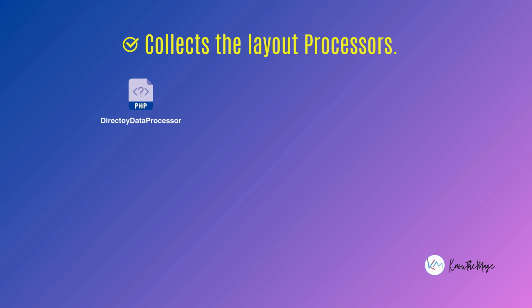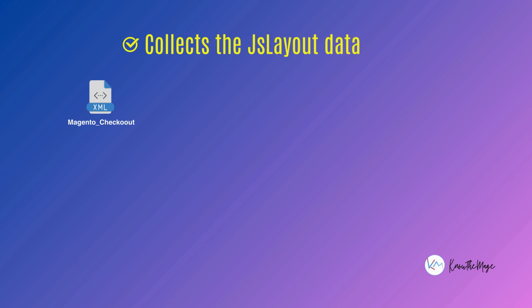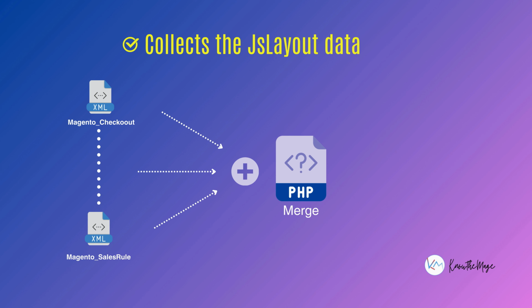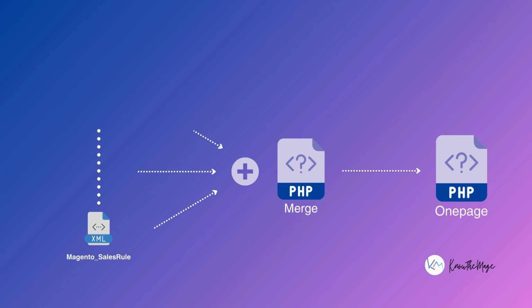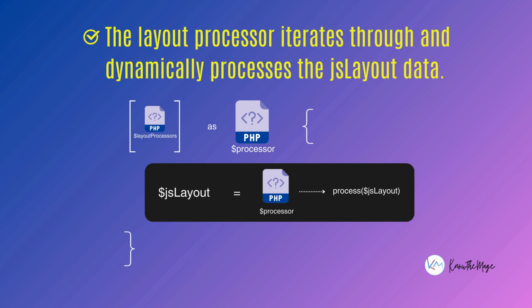There can be multiple independent layout processors. They are collected from the XML file and injected into the one page. The JS layout data is collected from multiple modules using checkout_index_index layout, merged into the framework merge class, and injected into one page class. Now inside the getJsLayout method, the multiple processors are iterated and they call the process method, which has been implemented using the layout processor. The JS layout instance is passed for modifications and is assigned with the latest updated value.